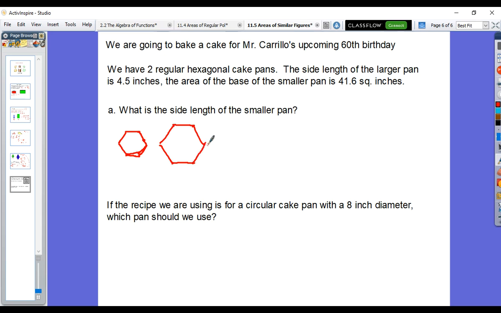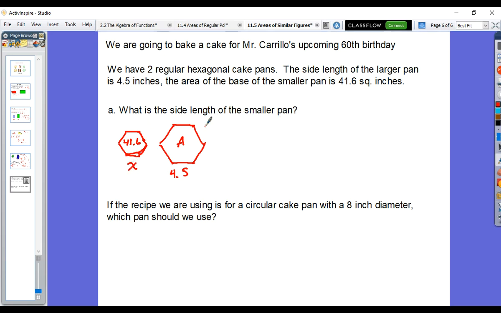Now they tell us the side of the larger one is 4.5, and the area of the smaller one is 41.6. So we don't know this area right here, and we don't know this side. The first question is, what's the side length of the smaller one? So we're looking for x.